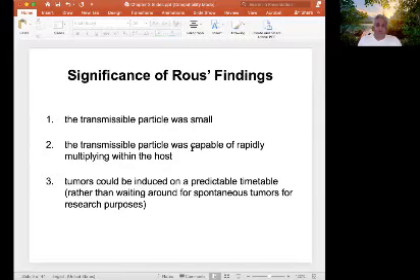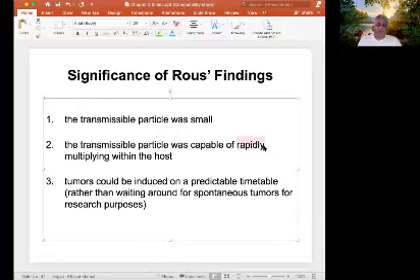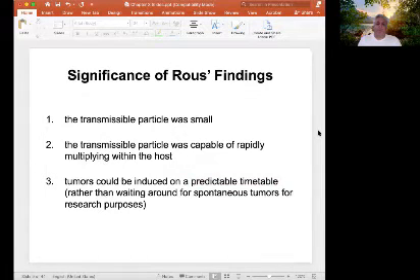The particle was capable of rapidly multiplying within the host. And the word rapidly is going to be important because, as we'll see later on in this lecture, some viruses cause tumors rapidly, and others cause tumors more slowly. And yet other viruses don't cause tumors at all. And others rarely, right? And the third thing is that these tumors could be induced on a predictable timetable. That means that the researchers knew that the transmitting particles were responsible for causing the tumors. That correlation was very important.